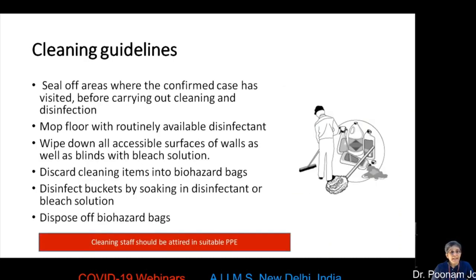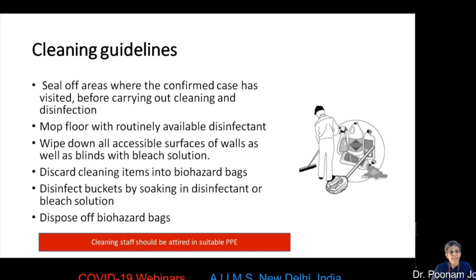There are some cleaning guidelines. First of all, we have to ensure that the area where the cleaning is going to take place is sealed off. So seal off the areas where the confirmed case has visited before carrying out cleaning and disinfection. Mopping the floor with routinely available deodorizing agents like phenyl or 1% hypochlorite disinfectant solution can be used.